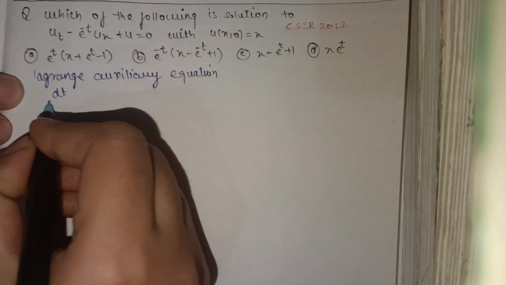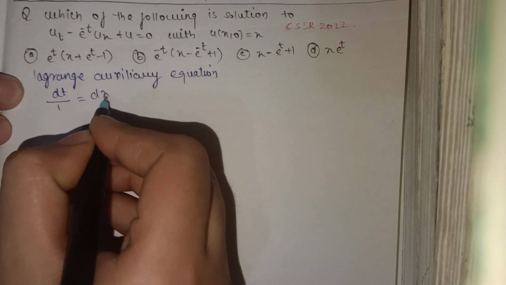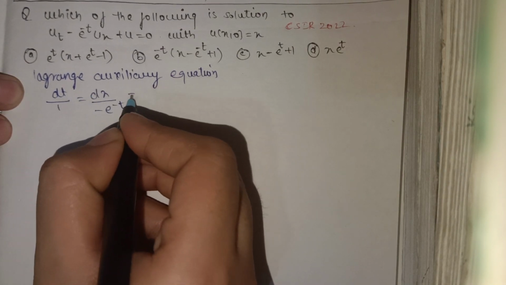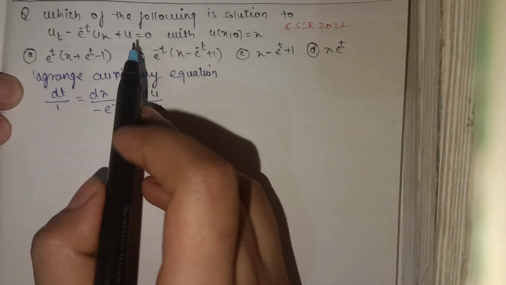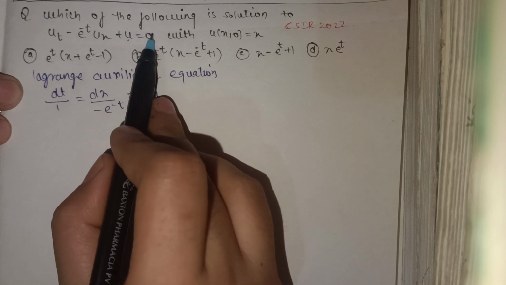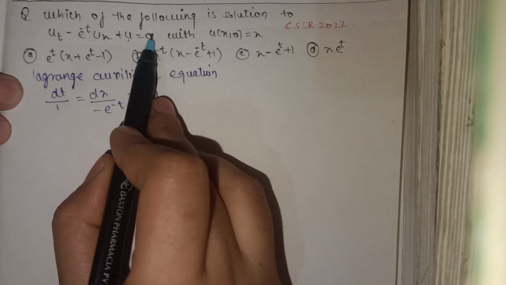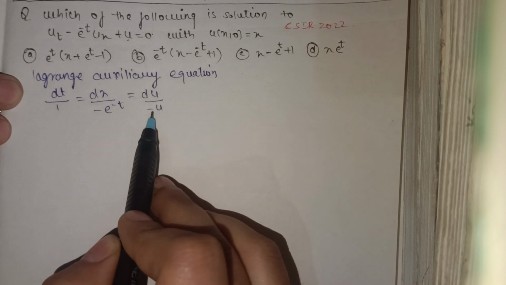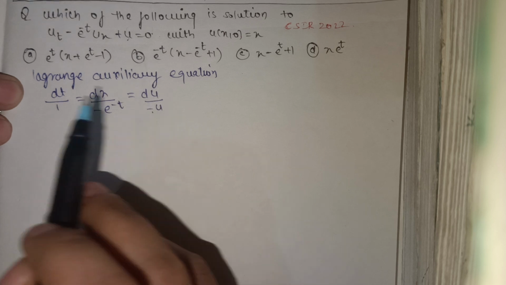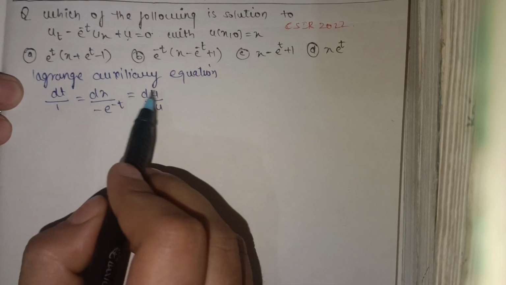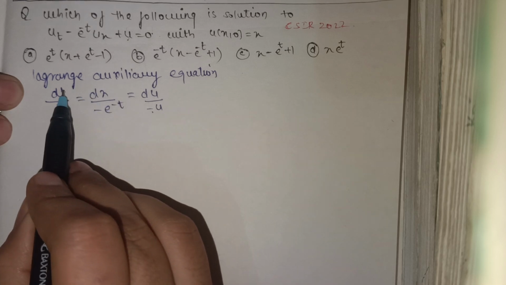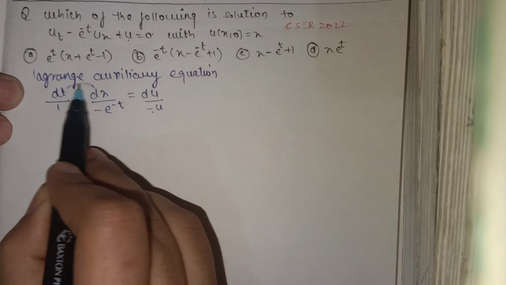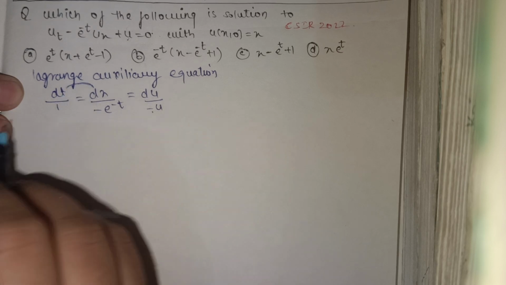First, dt upon 1 is equal to dx upon minus e to the t, is equal to du upon minus u. Here u goes to this side, then it becomes negative, minus of u. Now we will take pairs of these fractions and solve the equation. So first we will take the first and second equation.